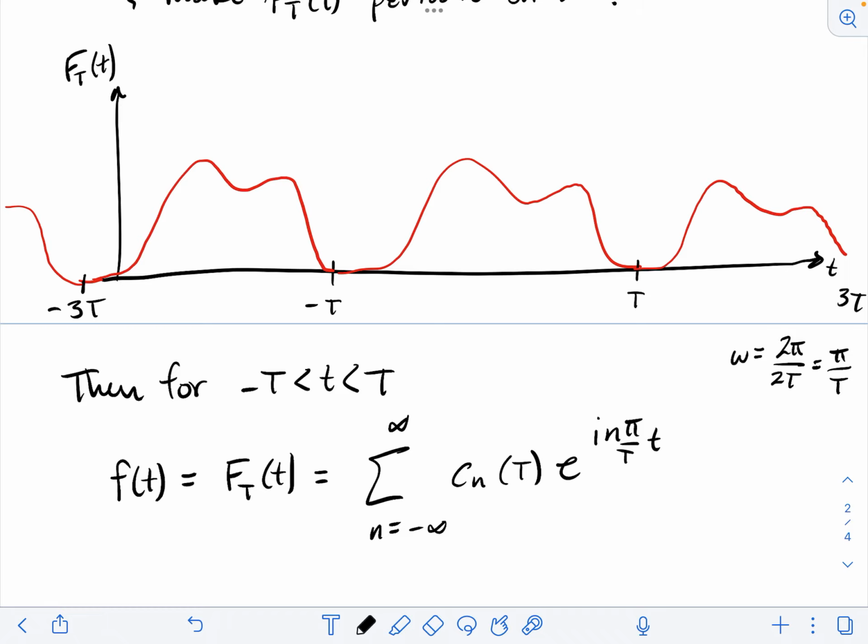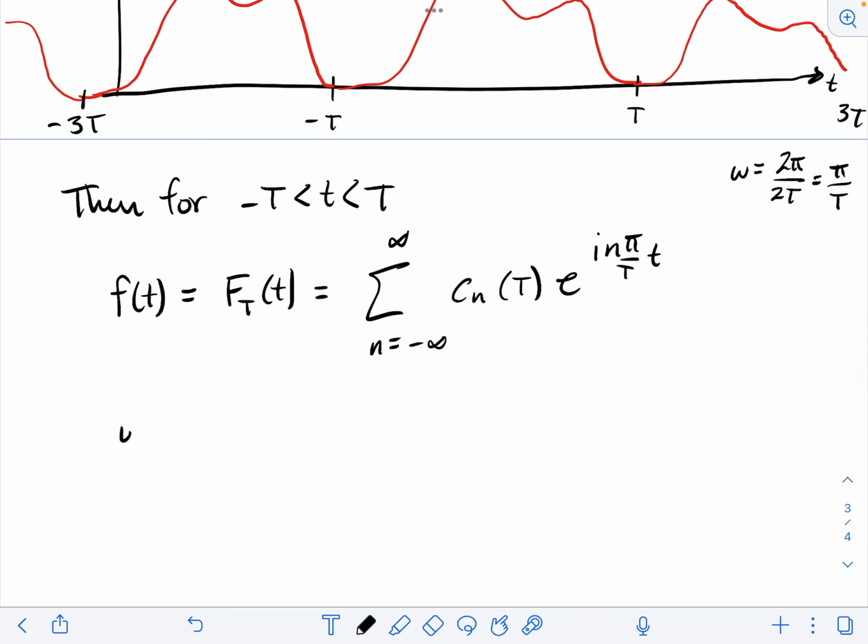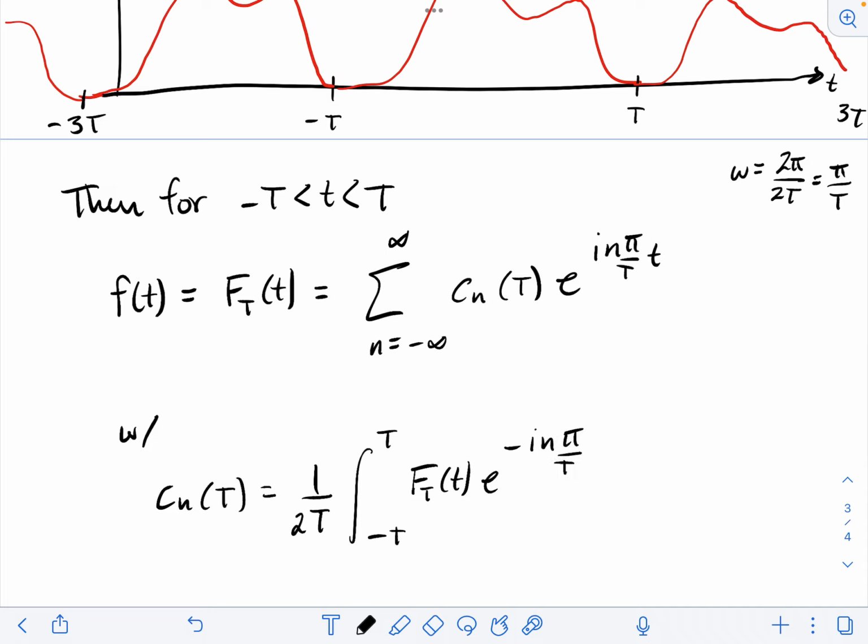And so what we needed to do, remember, was to have a way of calculating the Cn coefficients. And so we worked out how we could do that. It's 1 over 2T, the integral from minus T to T of the periodic function times e to the minus i n omega t, and then we could write omega as pi over big T times t dt.